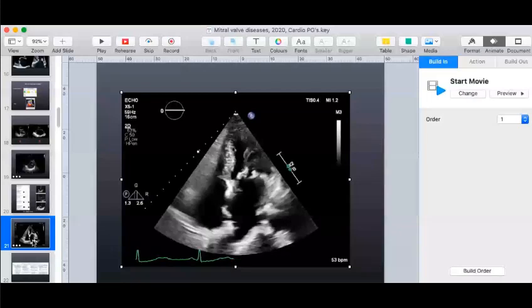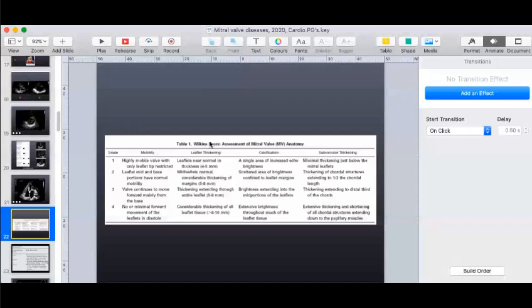Okay. So let's look at the score here. This is the Wilkins score, and this is something which is very commonly available and commonly discussed. The numbers you have to remember as far as thickening is concerned is that 5 millimeters or less is normal. Between 5 and 8 and more, the severity of the score increases. And then anything more than 8 is really bad.